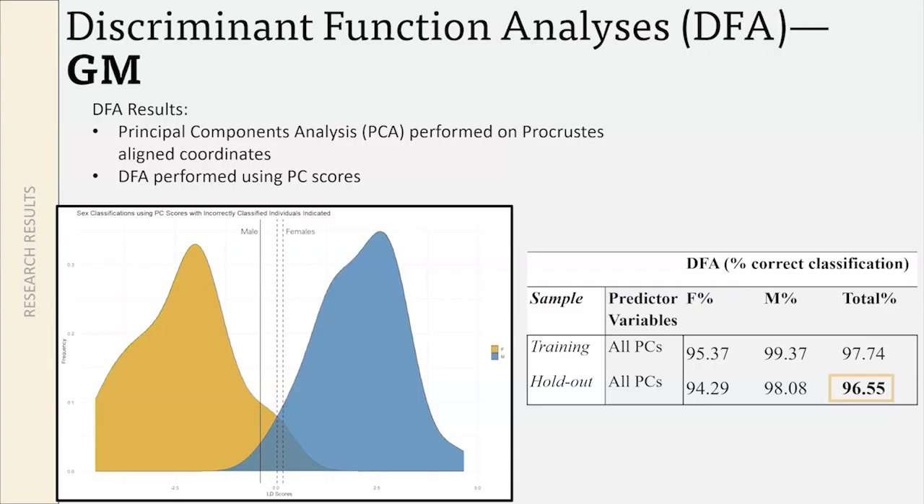Classification accuracy for the holdout subset, again, that validation method, using all of the PCs as predictor variables, was 96.5% correct. So here we are also seeing a high classification accuracy, just slightly lower than the ILD method. The density plot again shows the separation between females, again in yellow, and males in blue. Using this model, 3 individuals were misclassified, 1 male indicated with the solid line, and 2 females indicated by the dashed lines. Again, they're all falling within that overlap between the males and females.